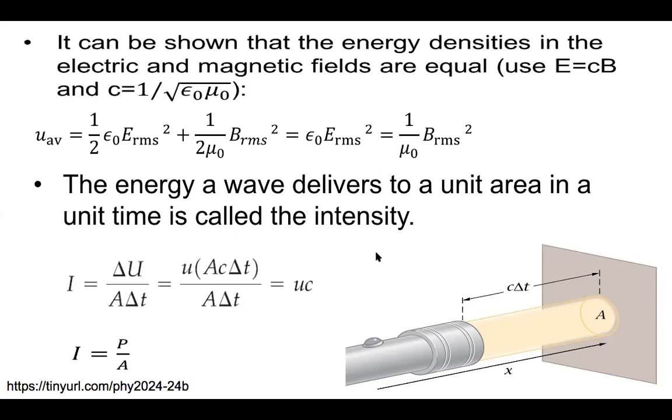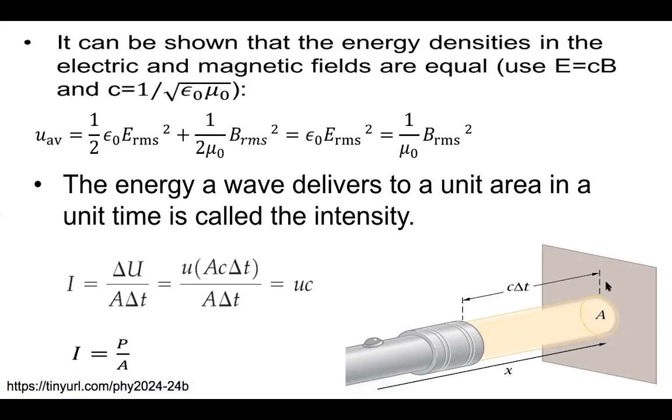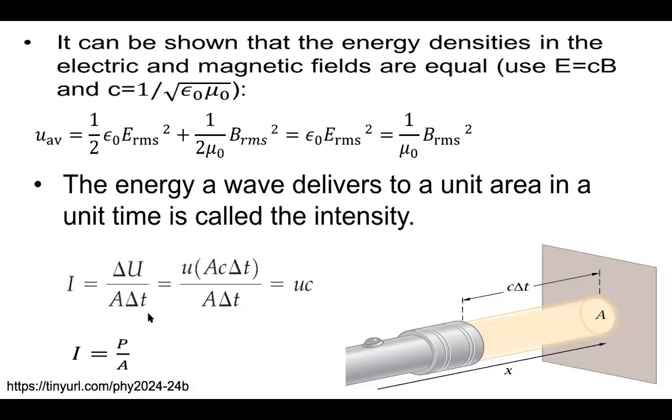If you just shoot a light on a board here, there will be energy delivered to the board by the electromagnetic wave. You can calculate it by taking the total energy divided by the area divided by time t. Let's call that the intensity. Looking at this equation, we realize that it's also equal to the energy density times the speed of light. It can also be expressed as power divided by A, where power is delta U over delta t. Here, this is the energy density, this is the volume, and we divide by that, so that gives you energy density times the speed of light.